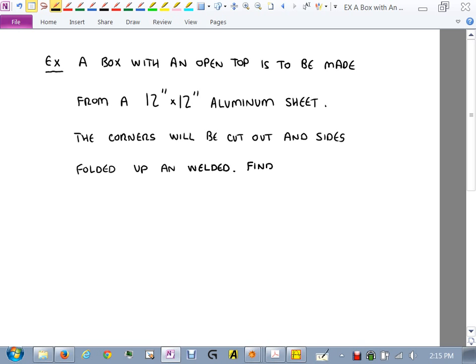Find the dimensions of the box with maximum what? What do you think I care about here? With maximum volume. So I want to create a box where I fold these corners up.